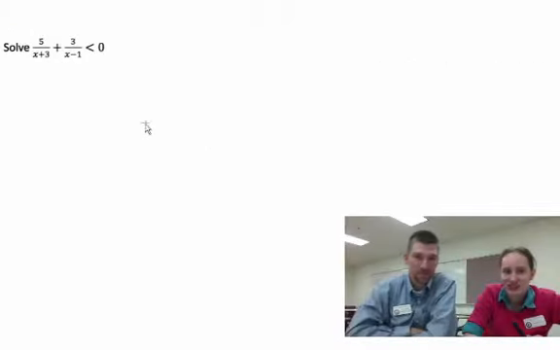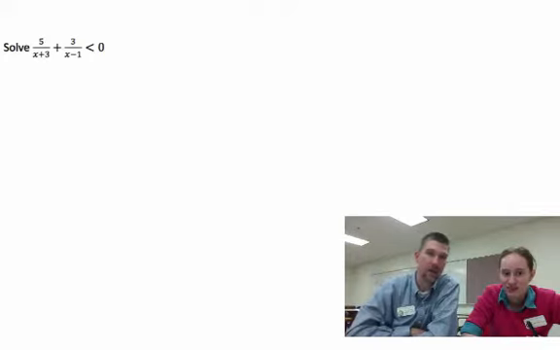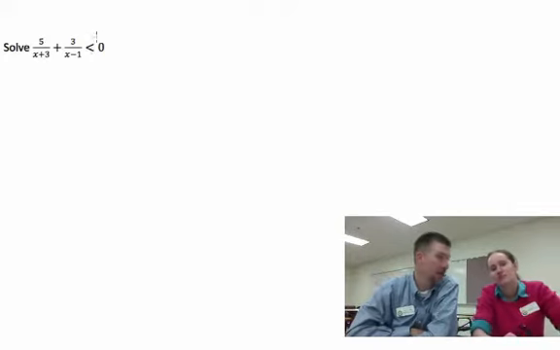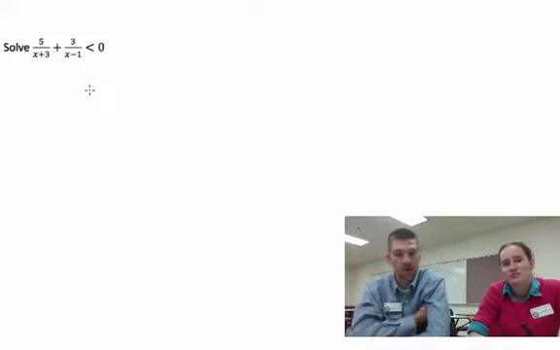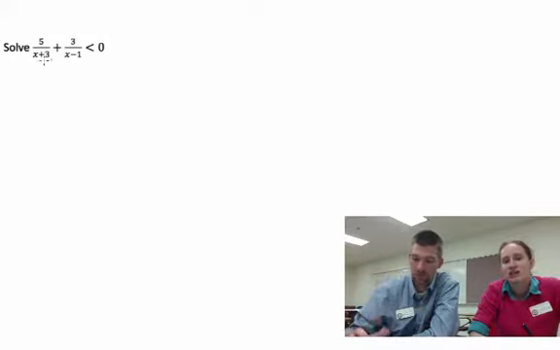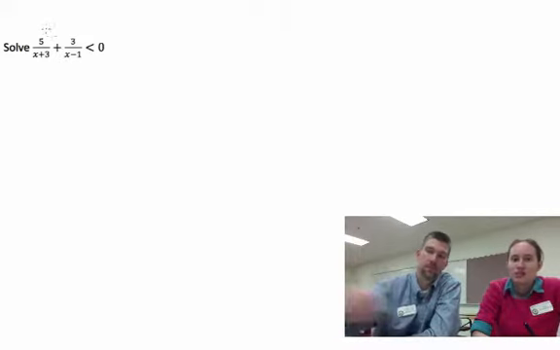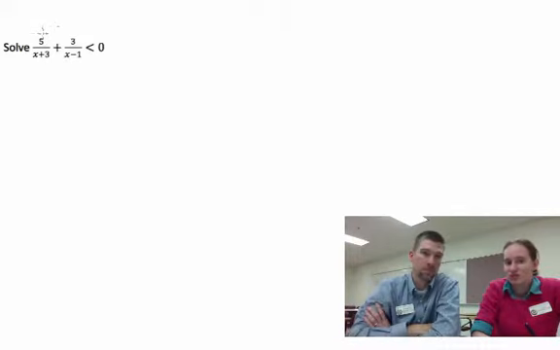Hey, solve this thing right here. Whoa, that's another rational expression, but this time we're adding. So should we get a common denominator? I'm thinking common denominator. Our common denominator would be x plus 3 times x minus 1, because that's what each of these are, so we would have to multiply the first fraction by an x minus 1 and the second one by an x plus 3. Or are we going to just completely get rid of the fractions here?